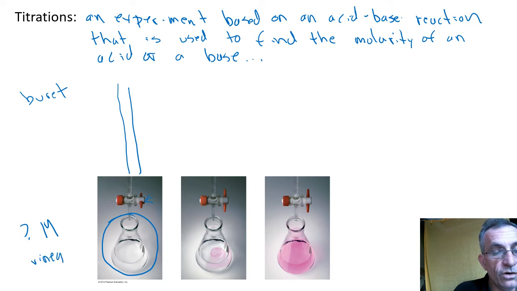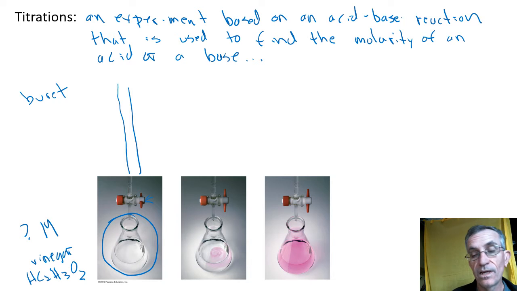And I don't know the concentration of the acid in vinegar. So what I would do is, vinegar, by the way, is an acid. It actually contains acetic acid, to be exact. What I would do is I would put into a burette something that's going to react with that acid. So a base, in other words.